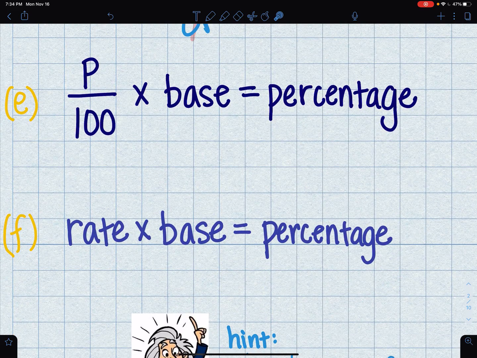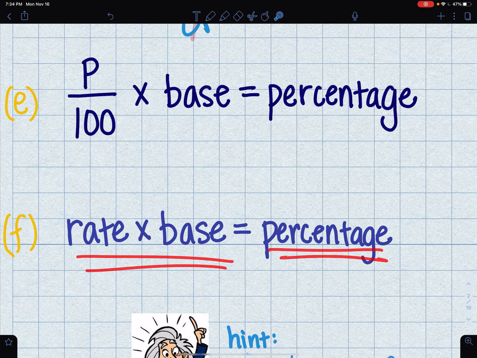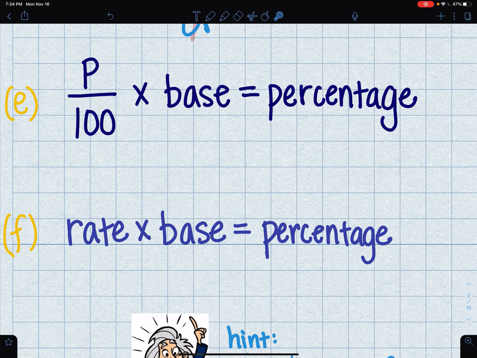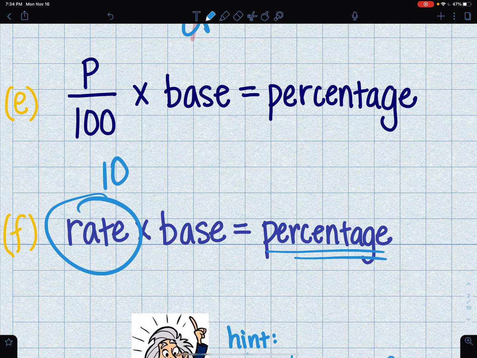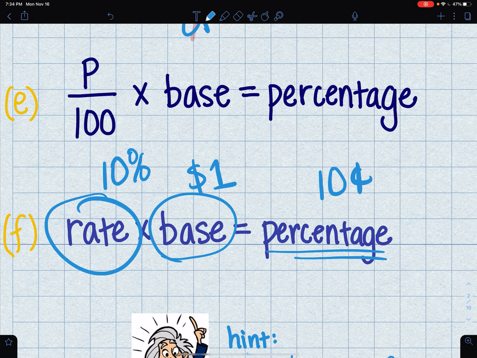Here's E and F. These are just different ways to write that same equation, but sometimes other disciplines like it that way. What I mean by that is if you're a statistics guy, you might do rate times base equals the percentage. This is a little confusing to me because they're saying the percentage is not the 10% tithing. That would go here for rate, right? The rate would be 10%. The base is the money that you're starting with, let's say $1. And then the percentage that you pay would be 10 cents.